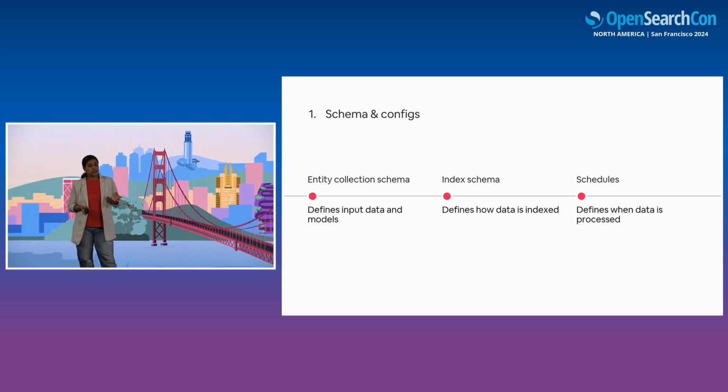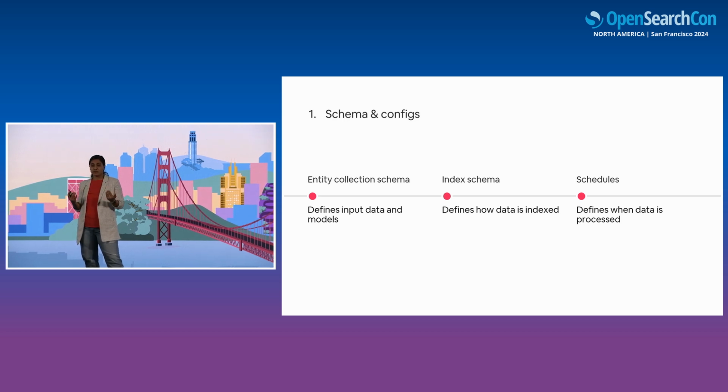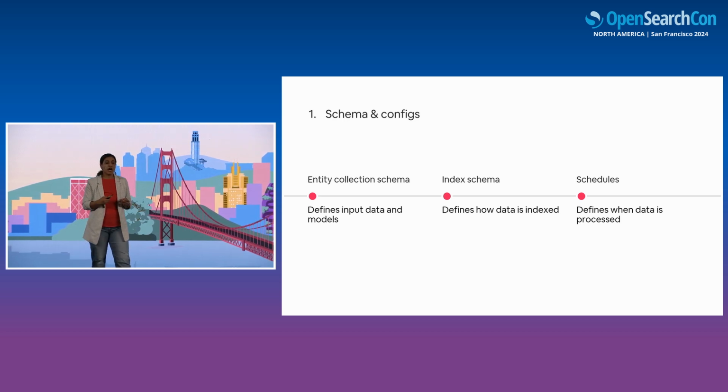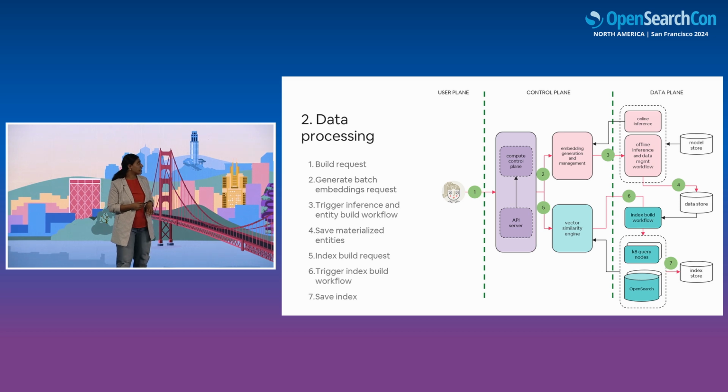There's also a third configuration, which allows users to tell us about the schedule of how frequently or when the data should be pre-processed and the index regenerated. This is basically a way to refresh the system. Once all of these configurations are defined, it's time for us to crunch the data.